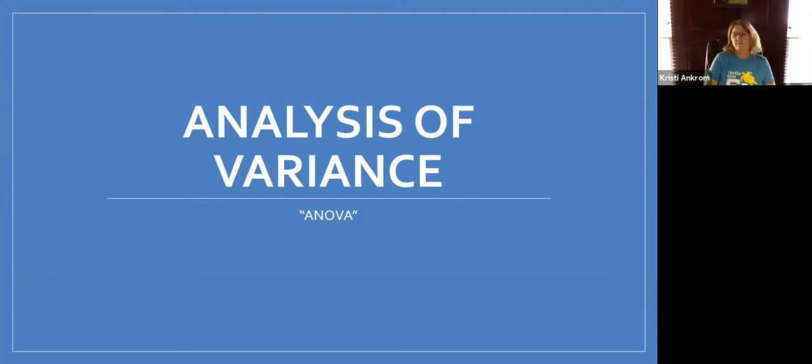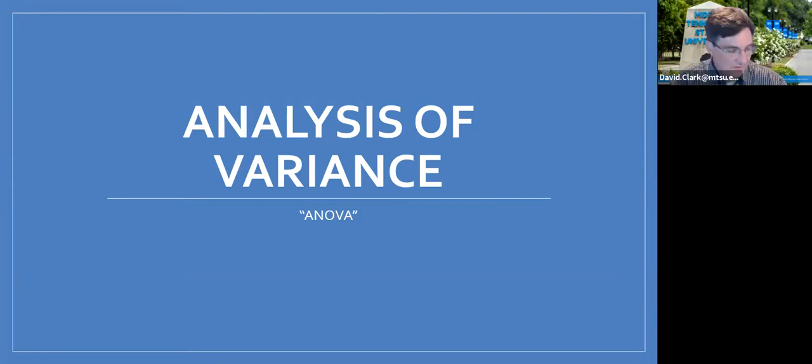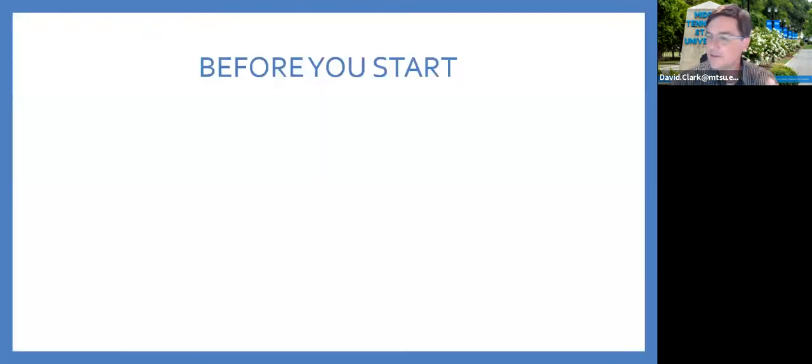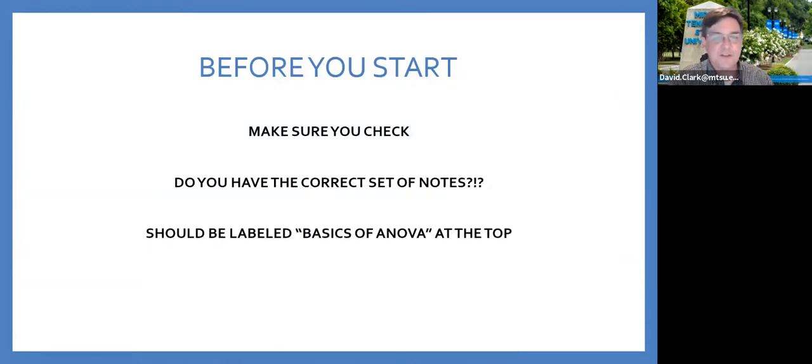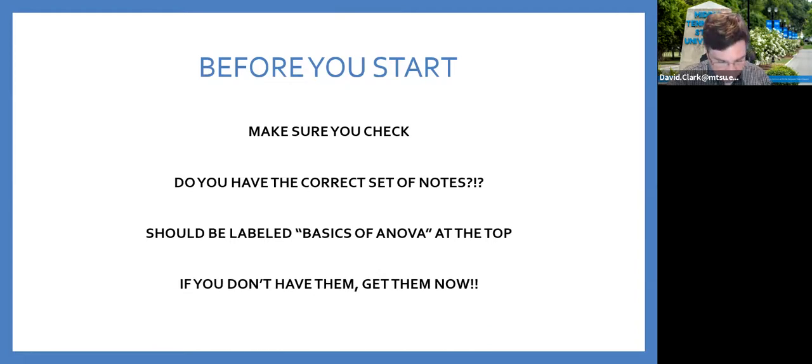So this is going to go kind of fast. It's only like 19 slides, so we'll get done fairly quickly. And you should have notes there, and they will be explaining the major concepts. And this is being recorded, so if you're looking at this later, make sure you have the right set of notes. It should be labeled something like Basics of ANOVA at the top, and if you don't have them, just pause the video, okay? And come back and get them.